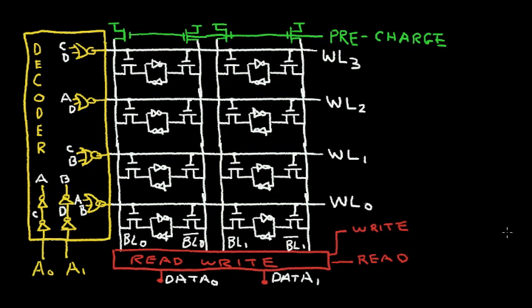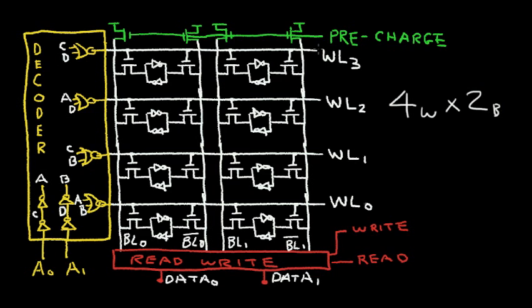So here is my memory array again. And notice that each word line drives two memory cells. And I have four word lines. So this memory is four words times two bits per word. And two times four is eight. So I have eight different memory bits.